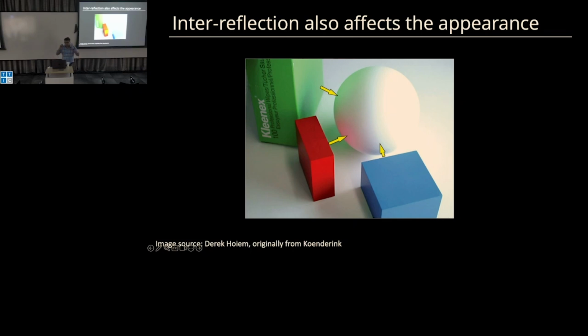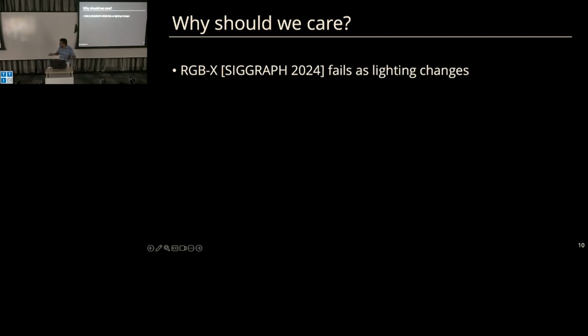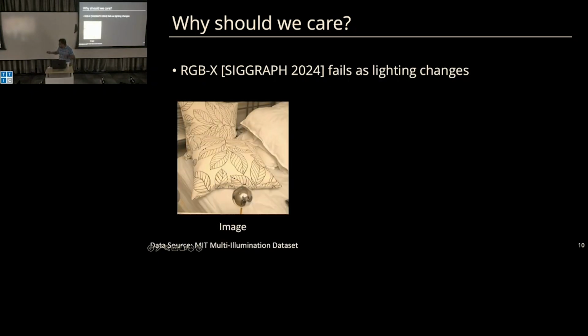So I always get asked this question: why should we care about this problem? Of course, there are a lot of commercial aspects to it. Like it is evidently used in VFX, gaming industries, movie industries, and so on. But from a pure computer vision point of view, what many people don't know is that most of our current state-of-the-art models fail as lighting changes. So here is an example where a scene is captured with different lighting setups.